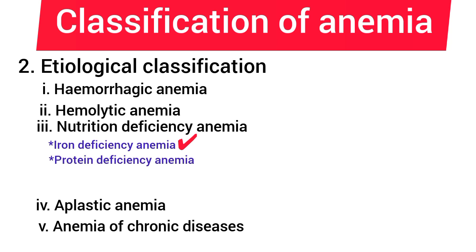We also have the protein deficiency anemia. Due to deficiency of proteins, the synthesis of hemoglobin is reduced, and the red blood cells are macrocytic and hypochromic. We also have pernicious anemia or Addison's anemia.